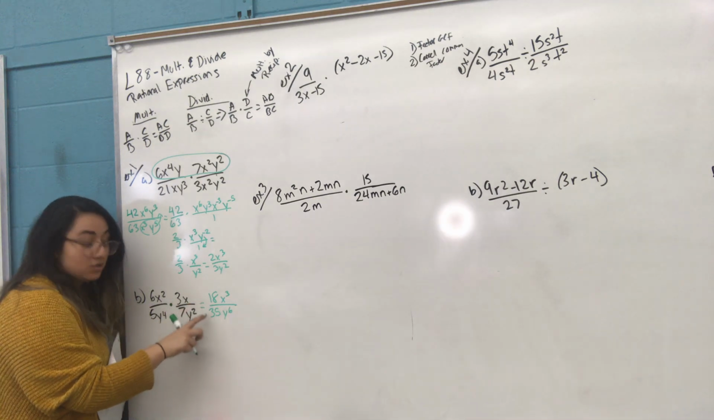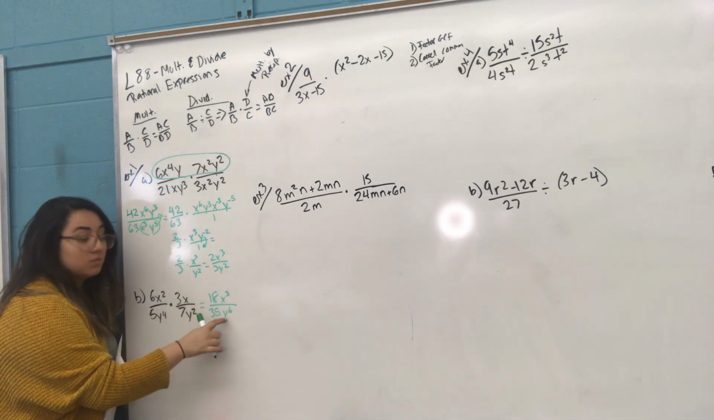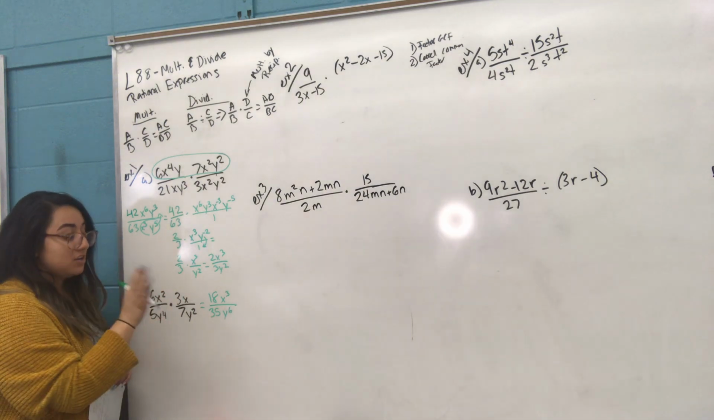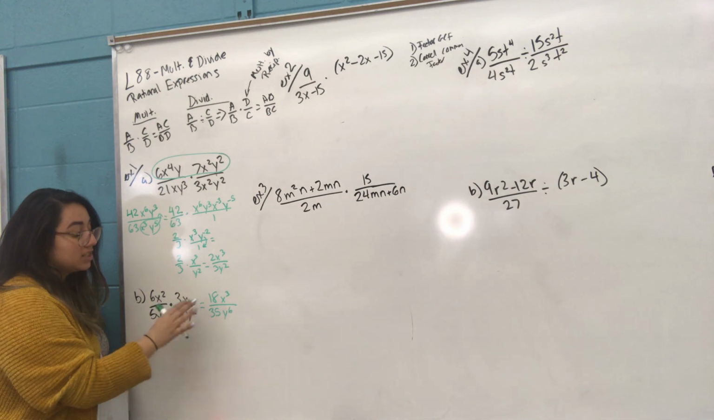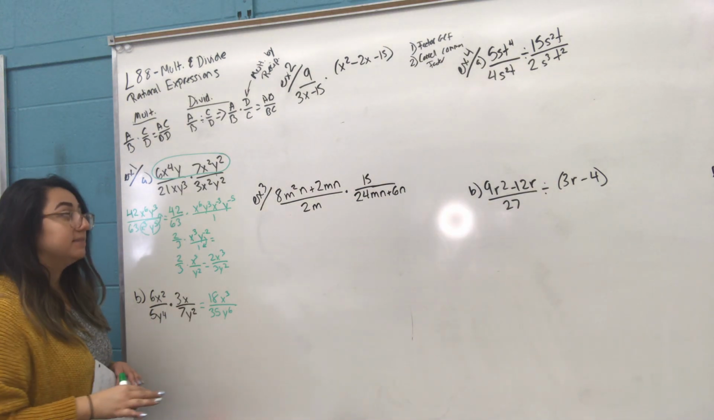If you put 18 over 35 in your calculator, it still stays as 18 over 35. X and y, they are two completely different variables. You cannot combine them, and you want to leave it like that. So in this case, this is as simplified as you can get. And you're always making sure you can simplify as much as you can.